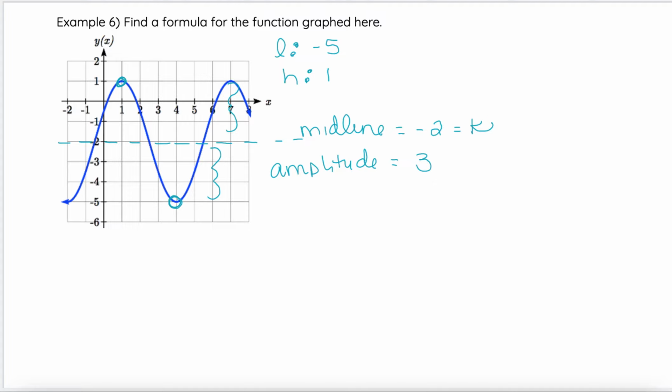How long does it take us to complete one rotation? So if we start here, and how many units? From 1 to 7 is 6. So our period is 6 units, 2 pi over 6, or pi over 3. So we have a lot of things already.